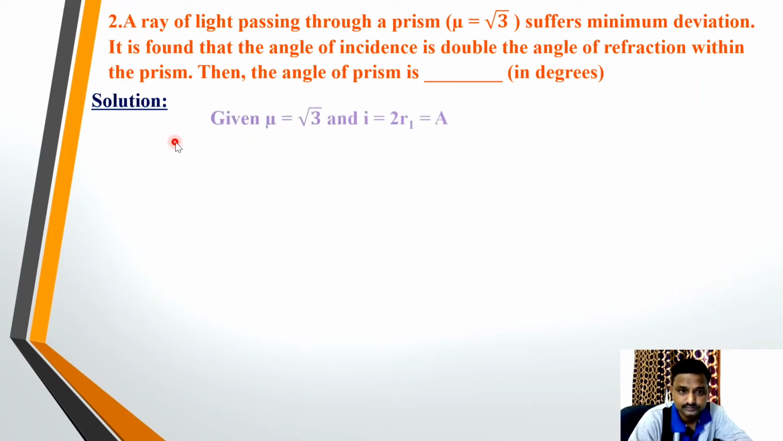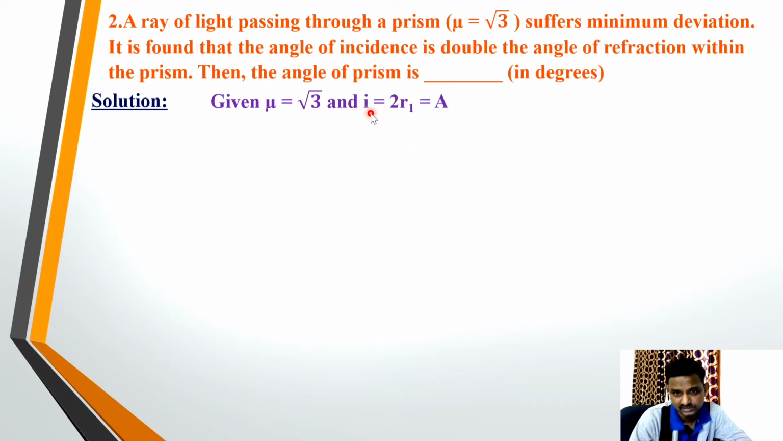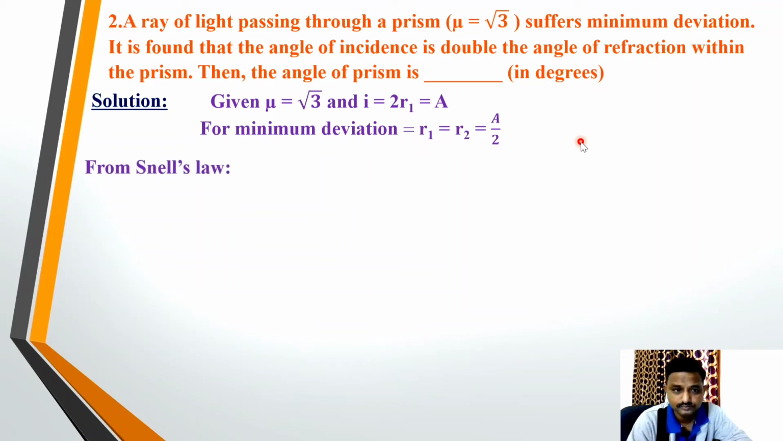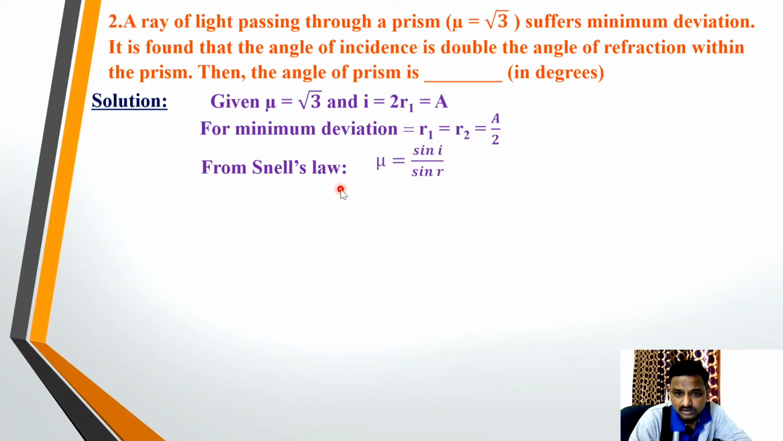Solution. Given refractive index mu is equal to √3 and angle of incidence is double the angle of refraction, that is I is equal to 2r1, but for minimum deviation 2r1 is equal to angle of prism, that is A. So for minimum deviation r1 is equal to r2 is equal to A by 2. From Snell's law, we have mu is equal to sin I by sin r, that means sin angle of incidence to the sin angle of refraction.